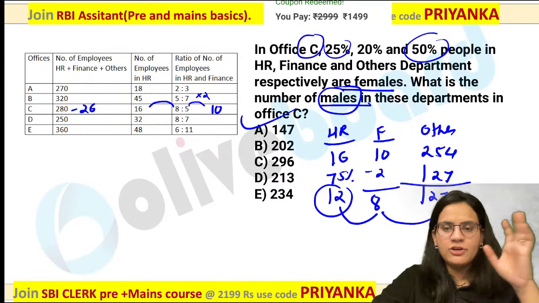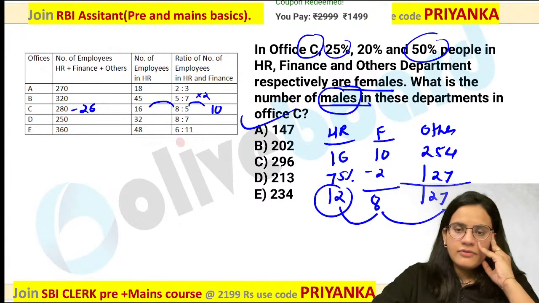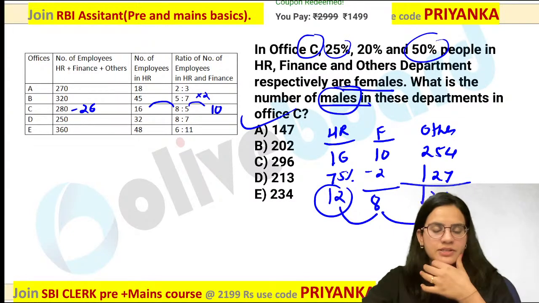Excellent performance by many of you. Shweta, Varalakshmi, Pooja, Radha, Akshay. Excellent performance, guys. Are you seeing how I am approaching this question?